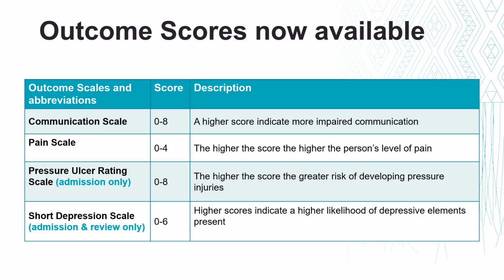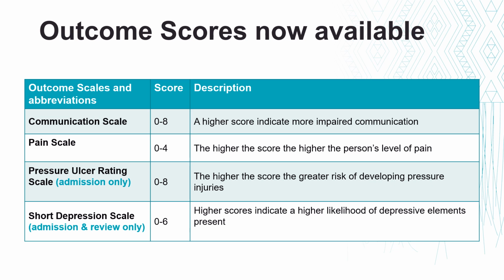The pressure ulcer rating scale, which is assessed only on the admission assessment, has a scale range of 0 to 8. The higher the score, the greater risk of developing a pressure injury. This goes alongside the clinical action point, which we will explore further soon. This scale has been validated against the Braden scale.